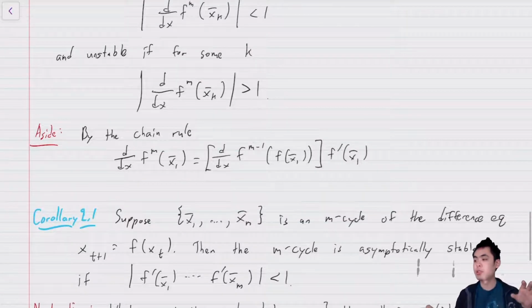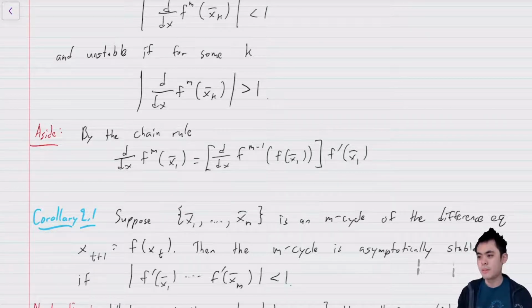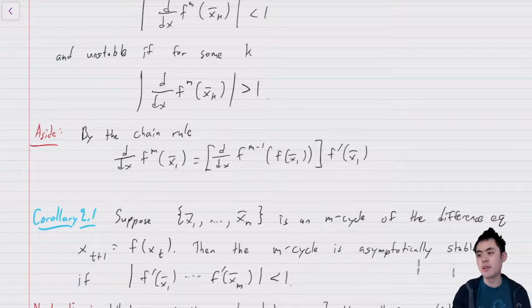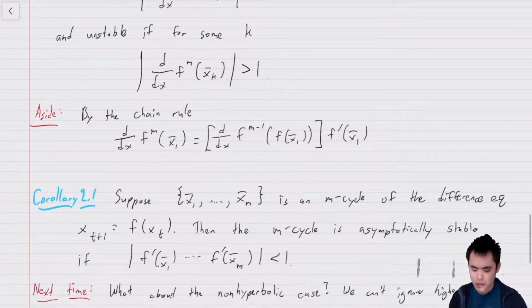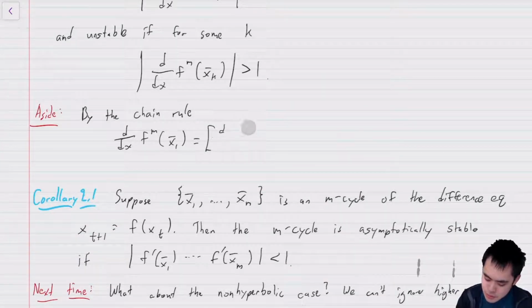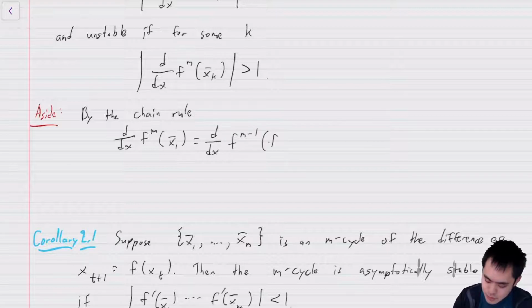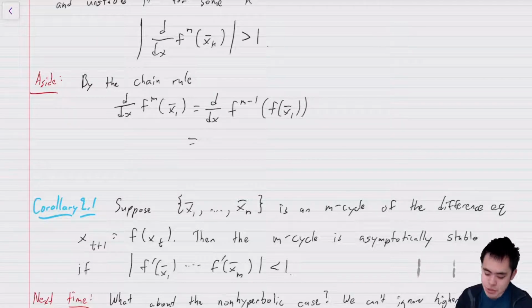So this is the chain rule where we're just breaking out the f^m on one side and one of our f's on the other side. Let me write that out, but it's probably a little bit unclear. So this is equal to d/dx of the function f^(m-1) of f of x1 bar. But then by the chain rule, we can do function composition separately.